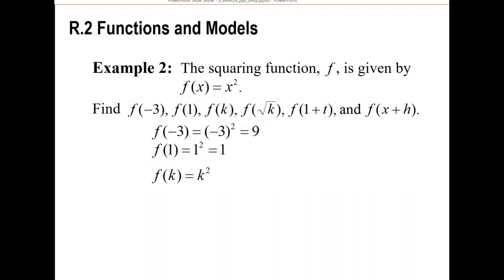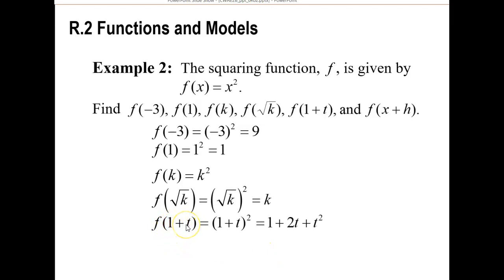F of k is k squared. That's all we can do because we don't have a value for k. F of the square root of k, again, the square root of k is our input. We're going to square it, so when you square the square root, you just get k.